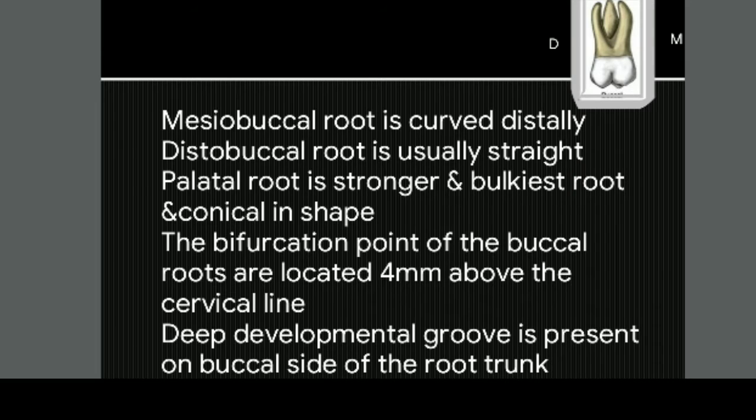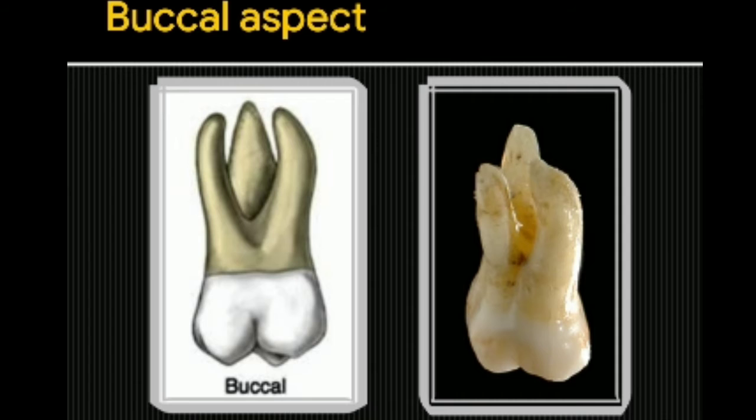Palatal root is the strongest and bulkiest root and is conical in shape. The bifurcation point of the buccal roots is located 4 mm above the cervical line. A deep developmental groove is present on the buccal side of the root trunk. This is the buccal aspect of the maxillary first molar.